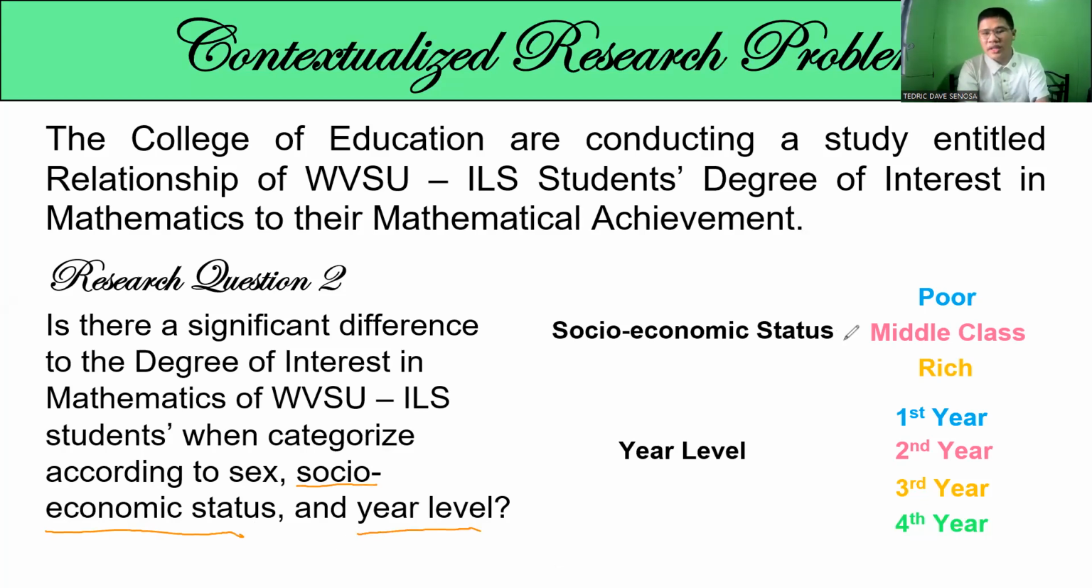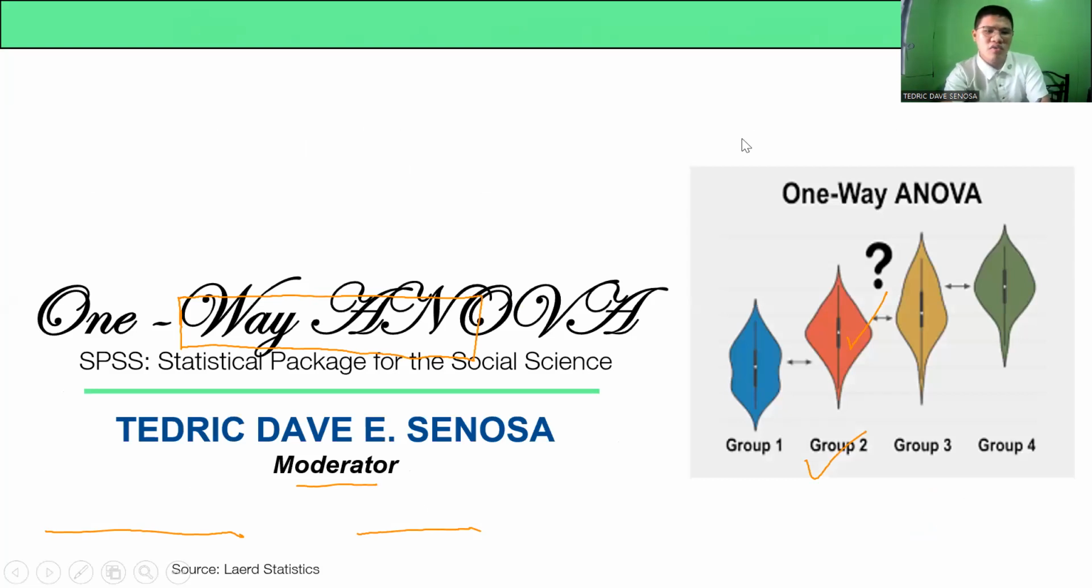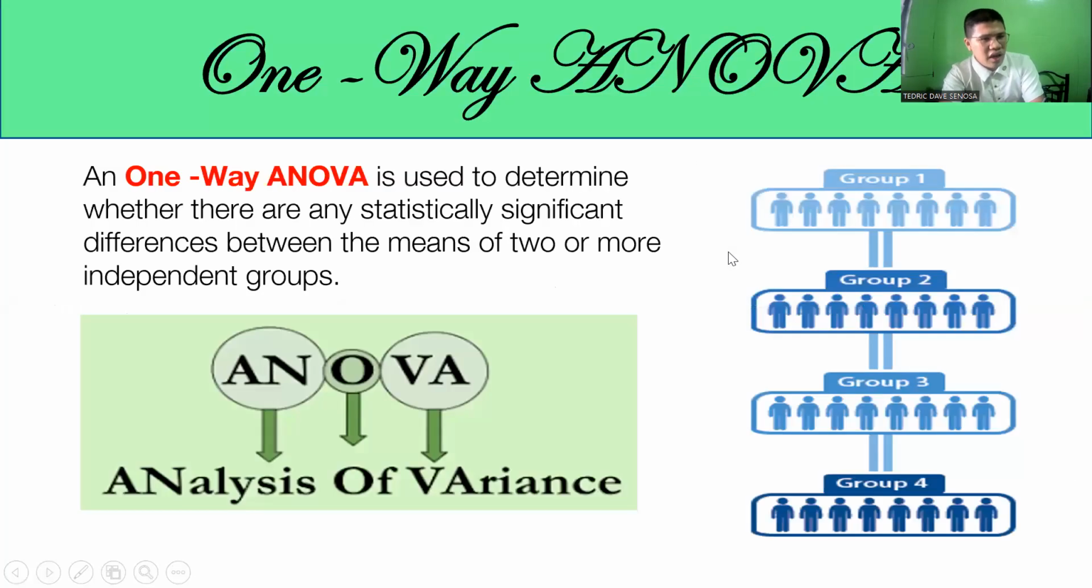So as we all know, there are 3 groups for socioeconomic status and 4 for year level. So significant difference gyapon ang ginapakita. So if there are 3 or more groups, lain naman ang test. And the test is called ANOVA. One-way ANOVA. And what does ANOVA mean? It's an abbreviation of analysis of variance. ANOVA means analysis of variance.